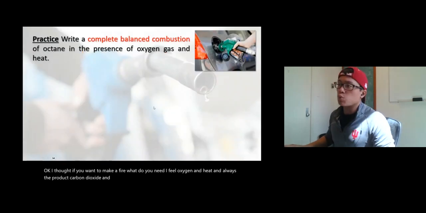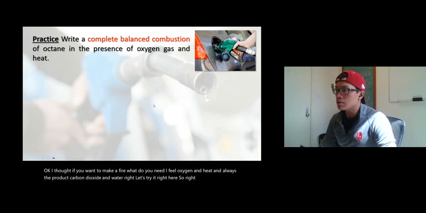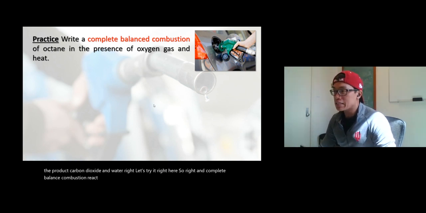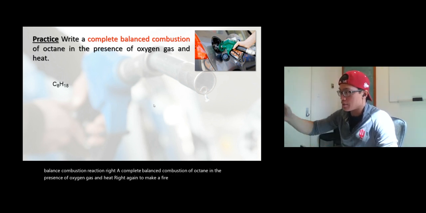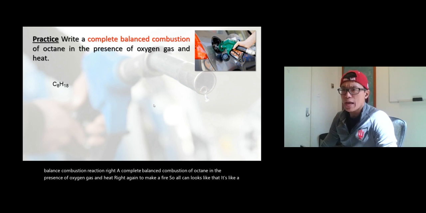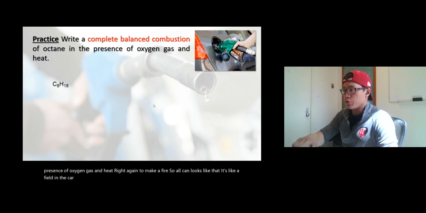All right. Let's try right here. So, write a complete balanced combustion of octane in the presence of oxygen gas and heat. All right. Again, to make a fire, so octane looks like that. That's like a fuel in the car. All right. If you want to make a fire, so that's the fuel.